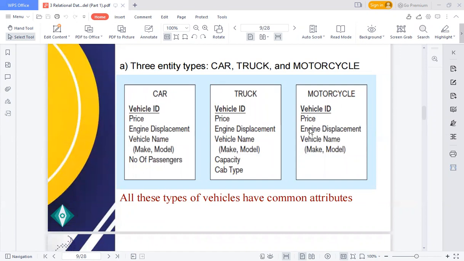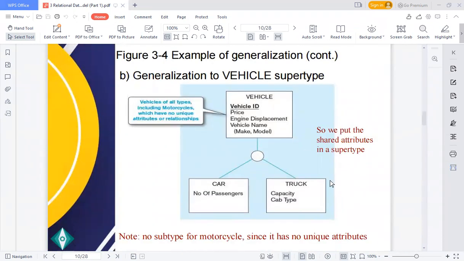So if you can recall the definition earlier, a subtype can only be created if that particular subtype has its own unique attribute. If there is no unique attribute, or if there is no attribute associated with that particular subtype, it will become part of the supertype. That is the reason why we don't have motorcycle as one of the subtypes.